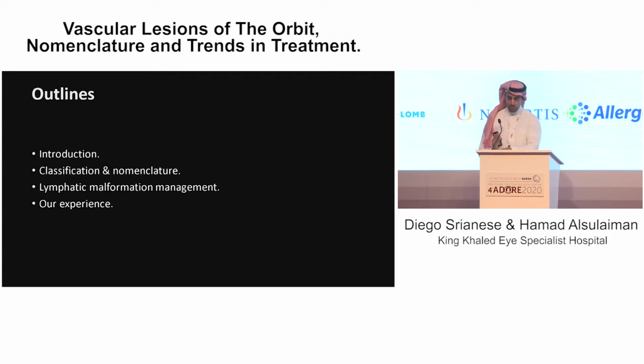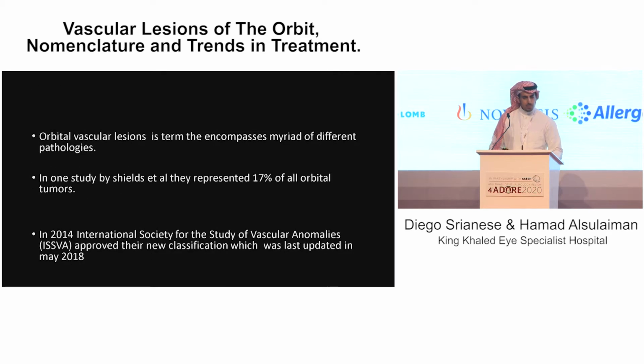The outline of my presentation will be as follows. We'll start with an introduction. We'll talk briefly about the classification nomenclature, and we'll follow with lymphatic malformation management, and we'll talk then about our experience. So orbital vascular lesions is a term that encompasses many different pathologies.